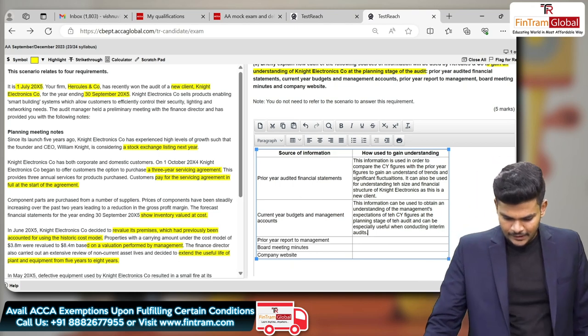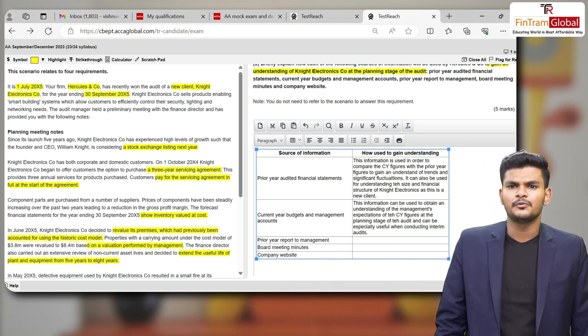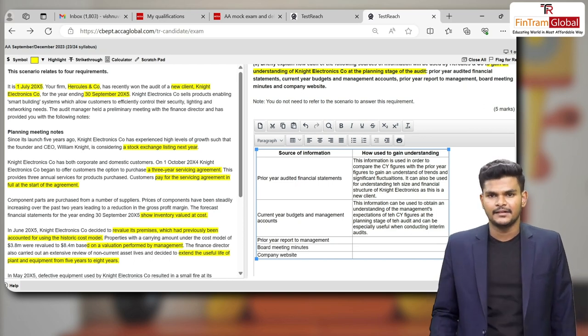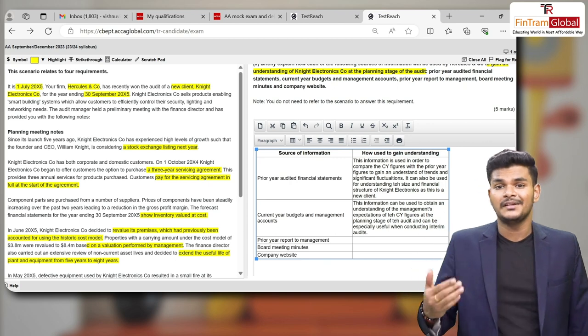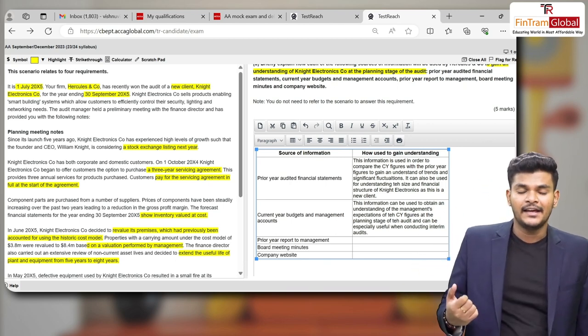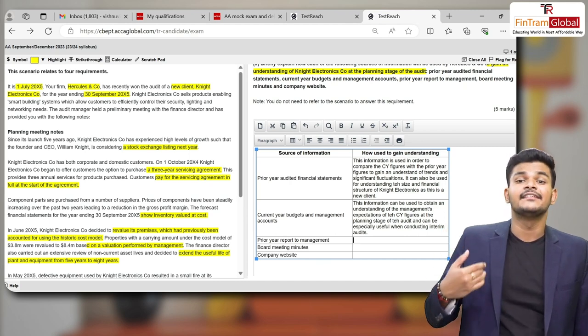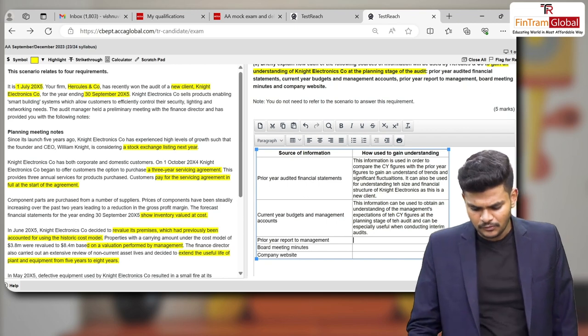And what else? We also have the prior year report to management as well, isn't it? What is report to management? Basically, the management letter, isn't it? Basically, the report which has been provided to the management by probably the previous auditors of Knight Electronic Co., mentioning the internal control deficiencies, if there were any, and stuff like that, isn't it? So I just have to mention that, okay, folks?